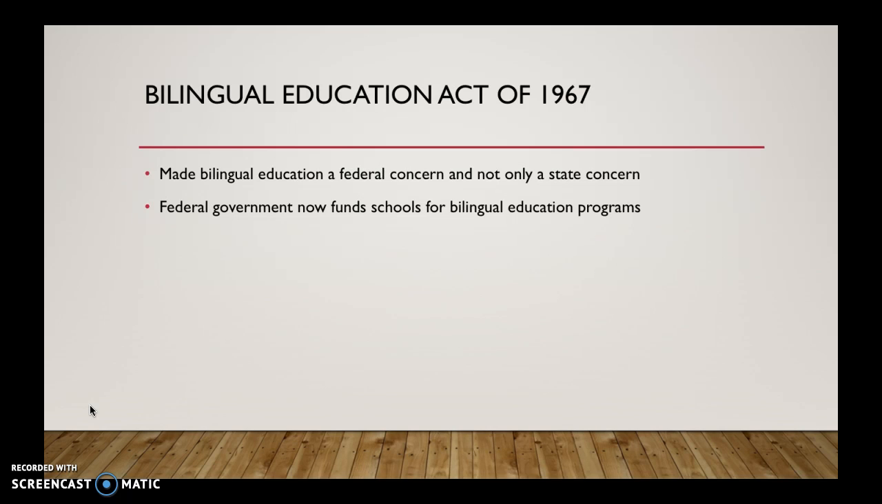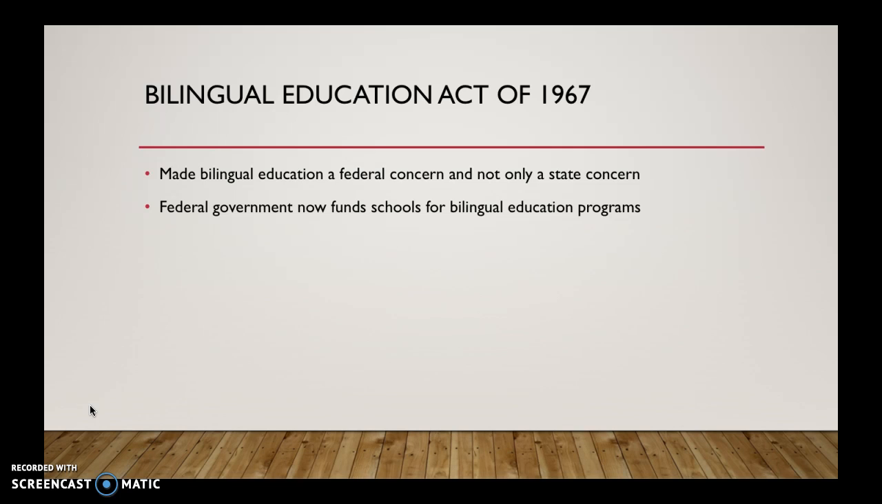Next is the Bilingual Education Act of 1967. It made bilingual education a federal concern instead of just a state concern. And this had the federal government now funding schools for bilingual education programs.